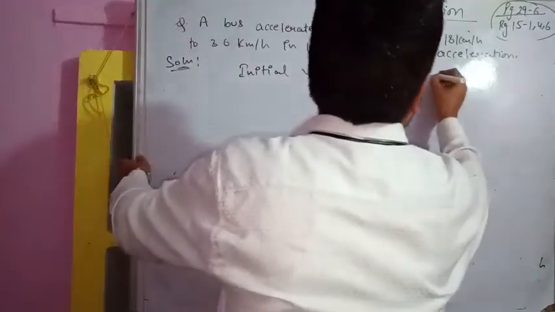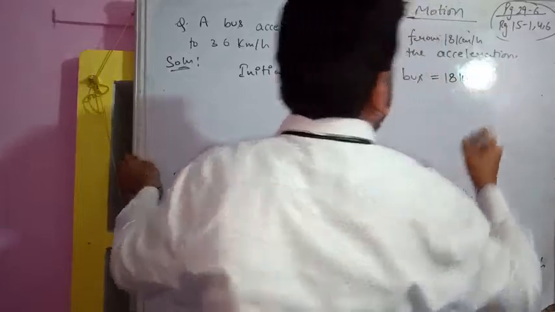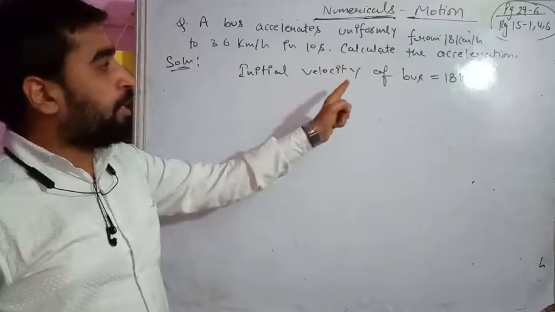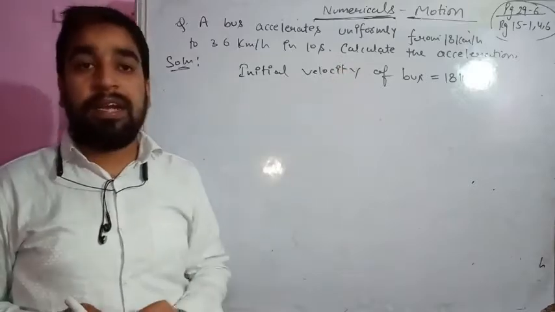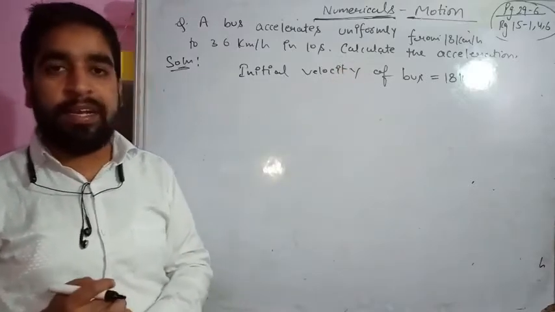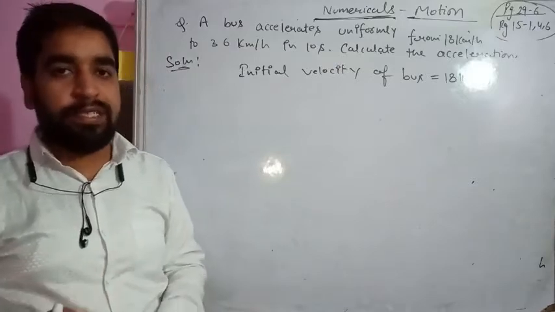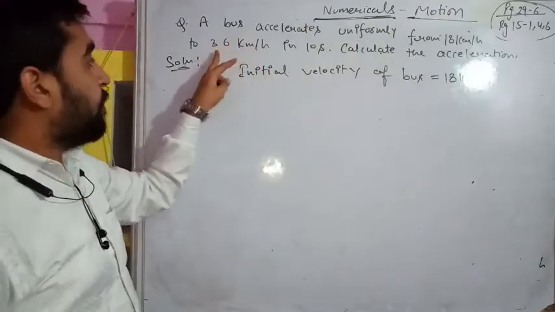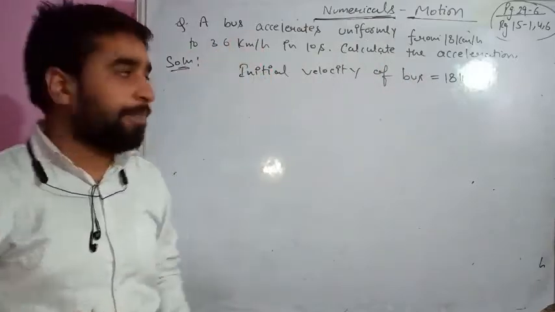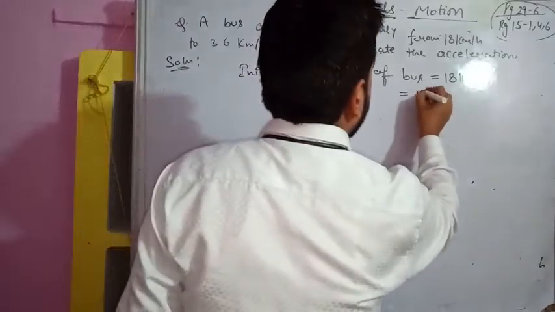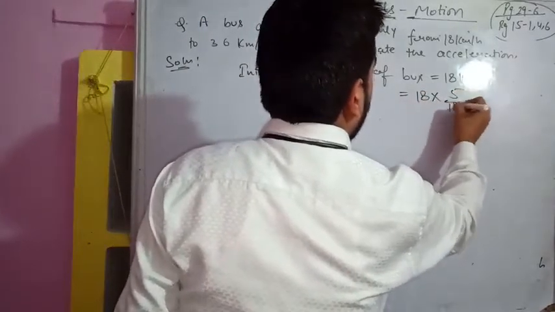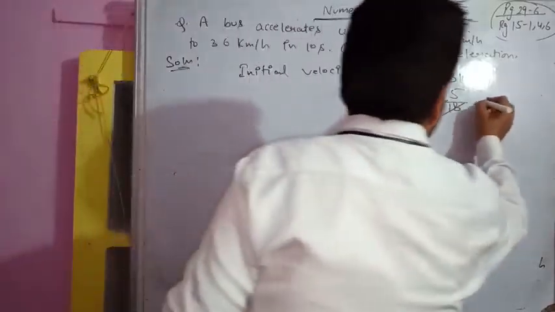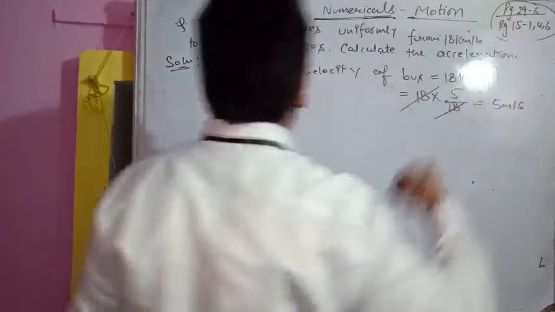What is it? 18 km per hour. Students, already in the class we have discussed one shortcut, that it is required to convert kilometer per hour into meter per second. And one more thing I ensured you, in 90% of the questions the speed will be given as a multiple of 18. Even the final is given as a multiple of 18. So u is this. Convert this into meter per second. So 18 into 5 upon 18. 18 and 18 get cancelled out. So this will be 5 meter per second. This is the initial velocity.